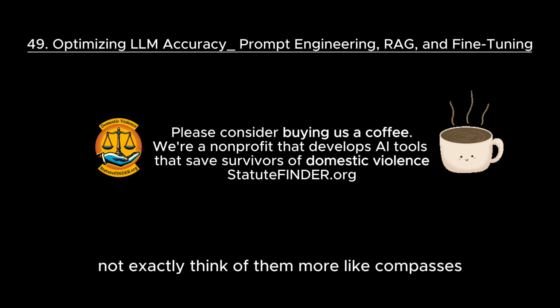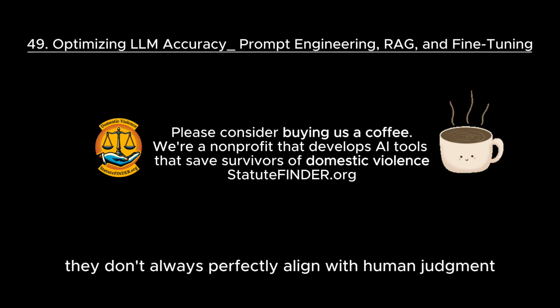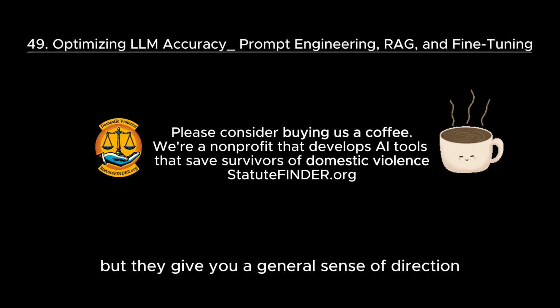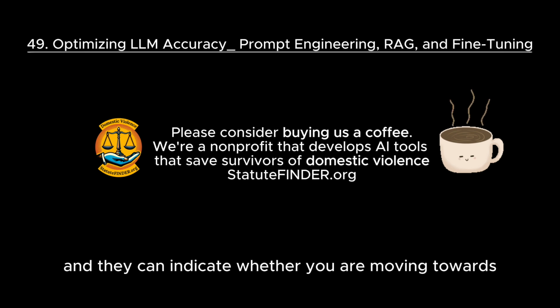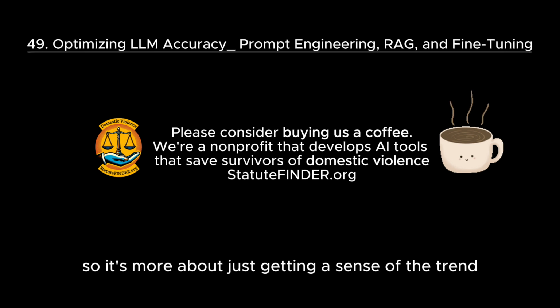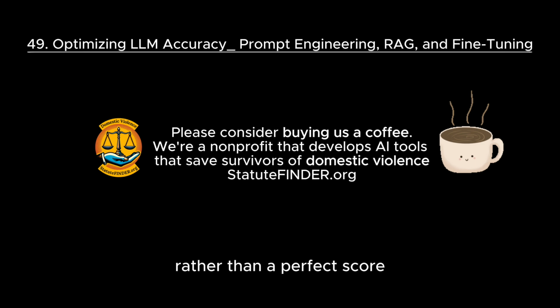So are these like perfect scoring systems that tell you exactly how well the model is doing? Not exactly. Think of them more like compasses. They don't always perfectly align with human judgment, but they give you a general sense of direction, and they can indicate whether you are moving towards improvement. So it's more about just getting a sense of the trend rather than a perfect score.